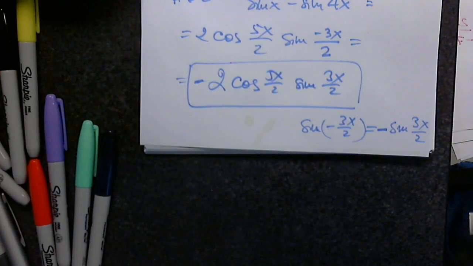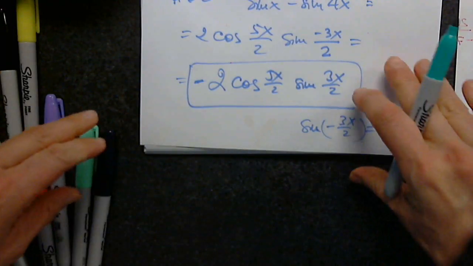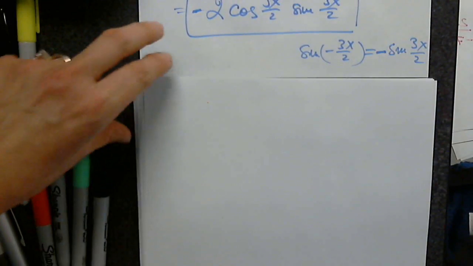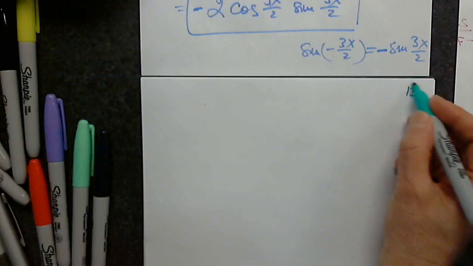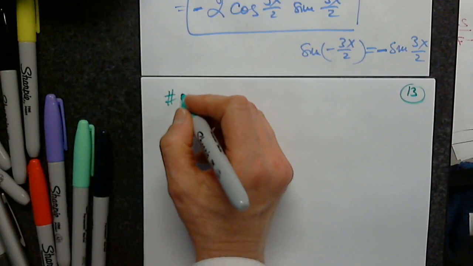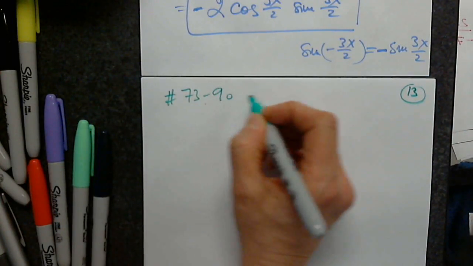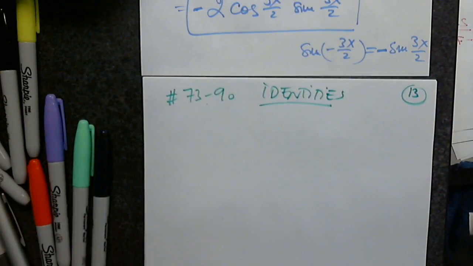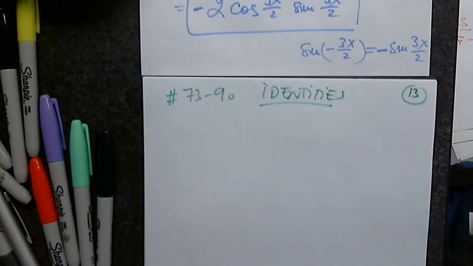And we're done with this section, but I would like you to choose proving some identities, a couple of identities from 73 through 90. And we have a little bit of time for some trig equations. 73 through 90, identities. If you don't want to choose, I will.